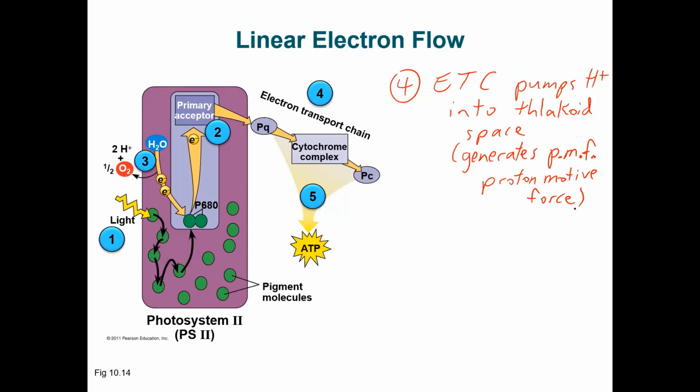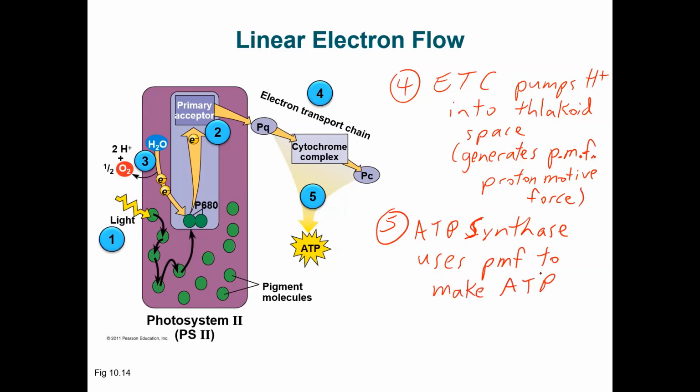And that's what we're doing. This is not a bacterium. This is a chloroplast. And we are going to use the proton motive force to make ATP. So ATP synthase uses proton motive force to make ATP. And if I want to make that sentence longer, I could say from the components of ATP, the components being ADP and inorganic phosphate.